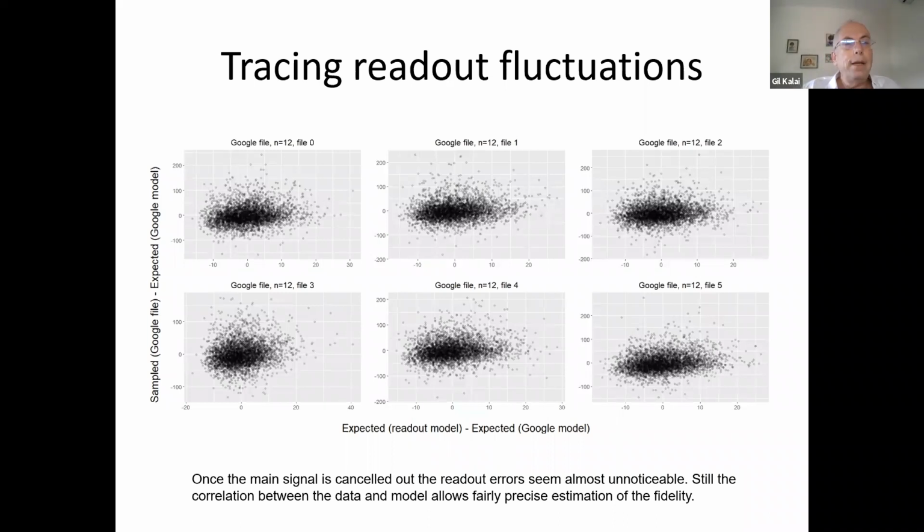And you can see here, when we eliminate the primary signal, we talk only about the readout error minus the primary signal, and we compare the data with the model. We see a cloud where you almost see nothing here, but still there is some positive correlation which depends on the fidelity and allows you an alternative estimation of the fidelity based on this finer structure of the signal.